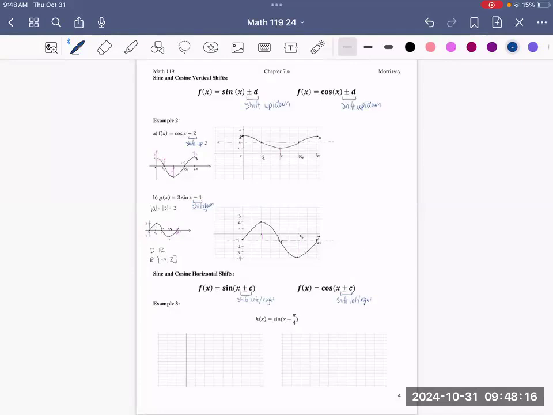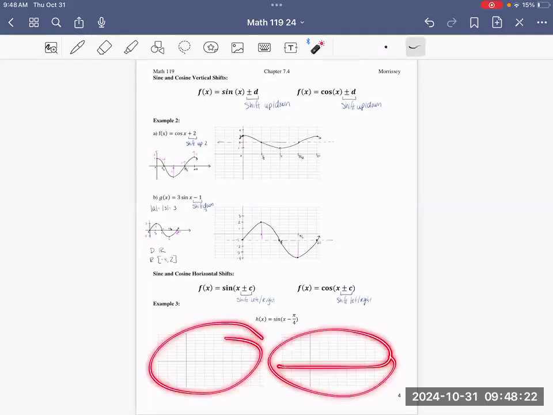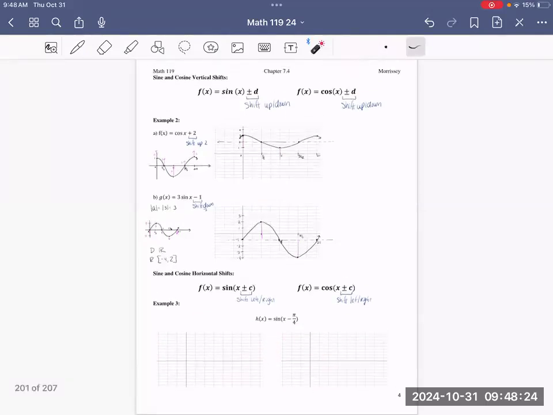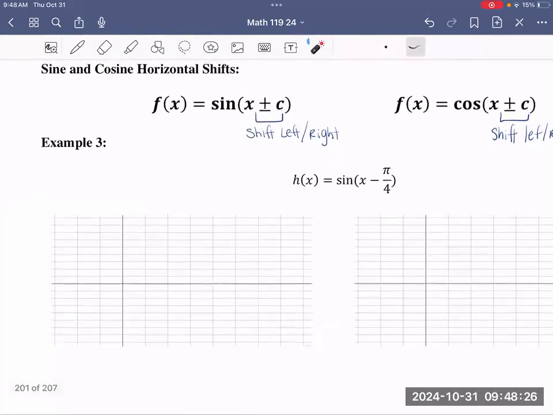So you'll notice that we have 2 graphs over here. What we're going to be doing is graphing your parent first and then shifting it on your second graph. So if we were talking about this one, notice that everything is staying the same. Your amplitude is still 1. Your period is still 2 pi because there's nothing attached to your b. B is just your 1 here.